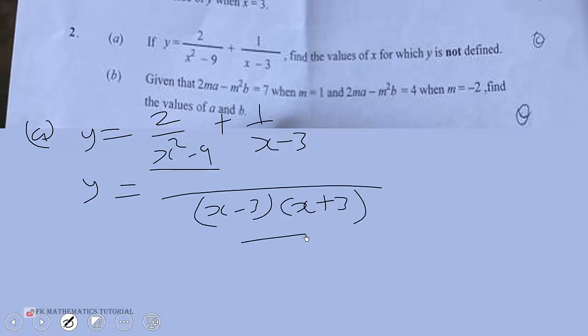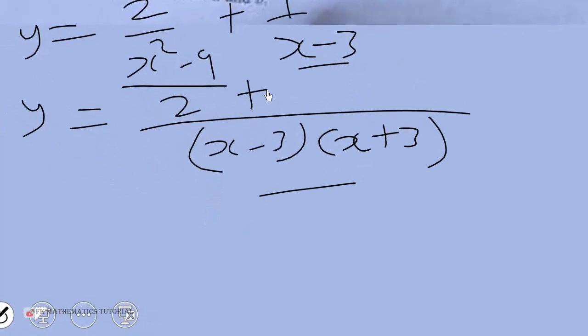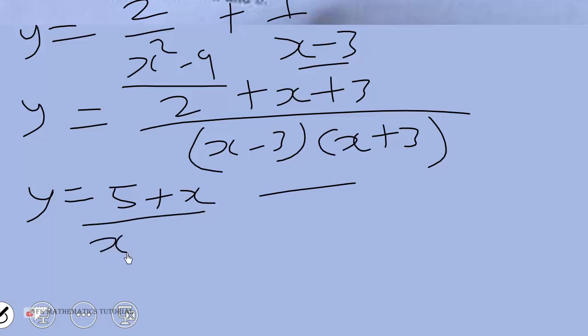So this will go here, 1 times this is 2. This will go here, we have x plus 3, so we have plus x plus 3. So y will be equal to 5 plus x over x minus 3 bracket x plus 3.